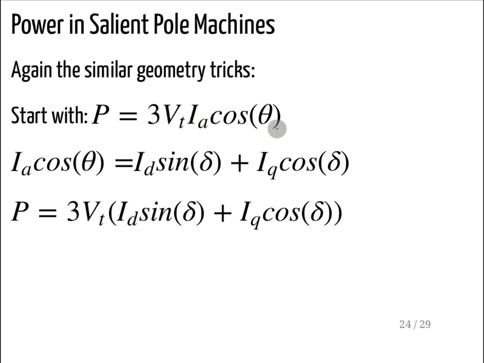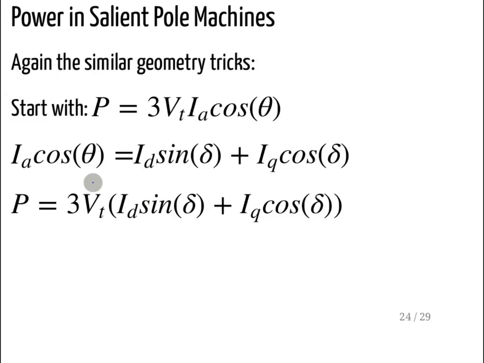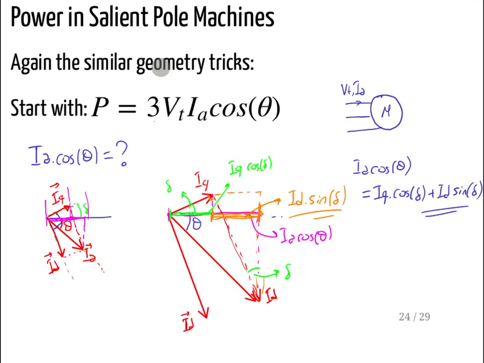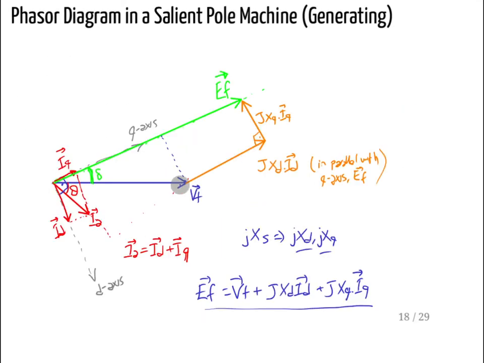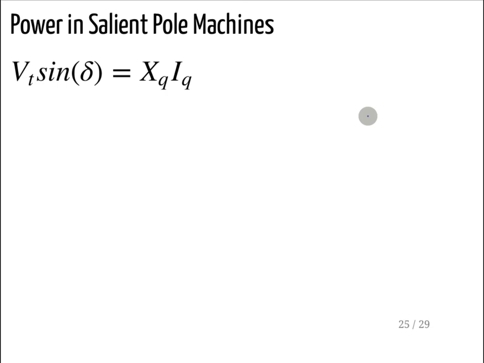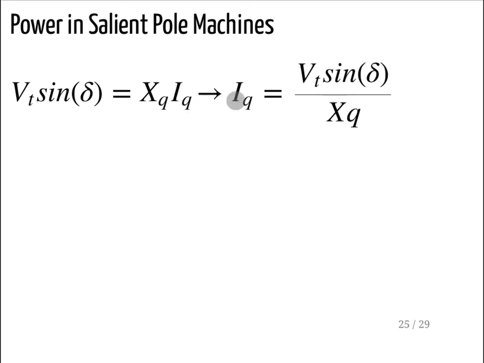So then, instead of IA cos theta, I can write that equation. Then I need to write everything again in terms of VT and EF. So let's use the relation VT sine delta is equal to XQ IQ. And where does it come from? Direction wise, that one is equal to VT sine delta, so it is equal to XQ IQ. So instead of IQ, I can write VT sine delta divided by XQ.